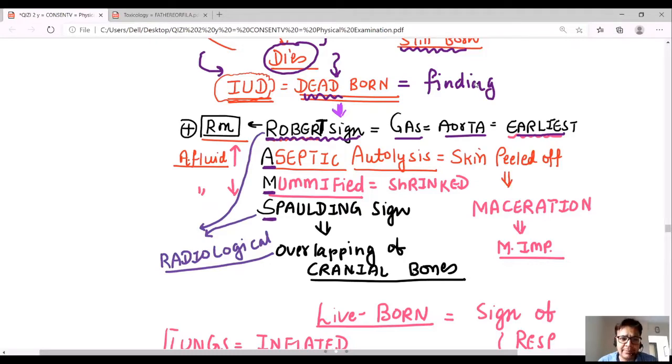R for the second one, rigor mortis also present. So first is R for Robert's sign, and R for rigor mortis present. Now everyone knows the fetus is surrounded by amniotic fluid. When amniotic fluid is more and the fetus dies, there is aseptic autolysis. In this aseptic autolysis, the skin is peeled off. This finding is known as maceration.